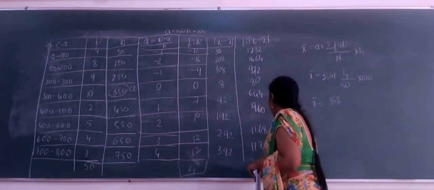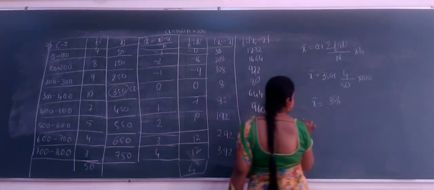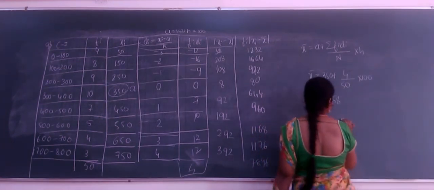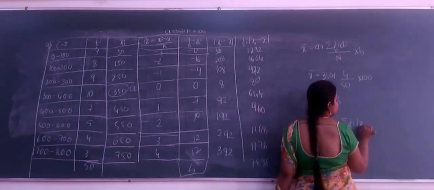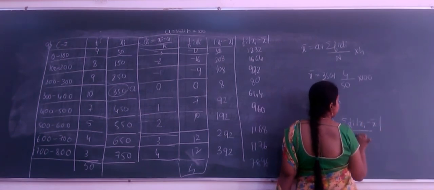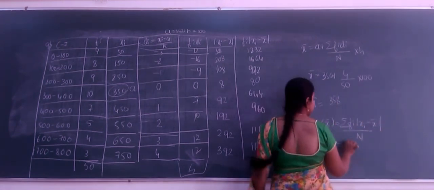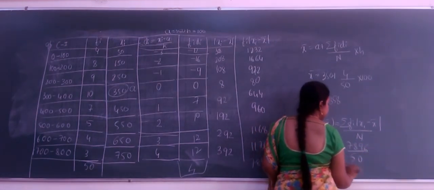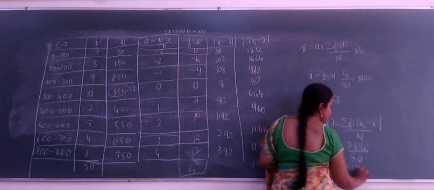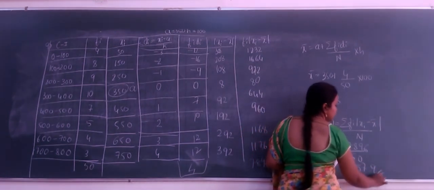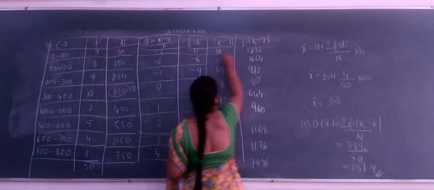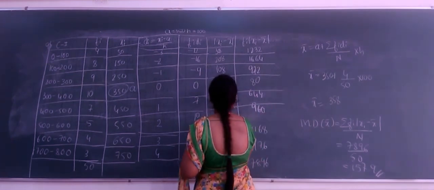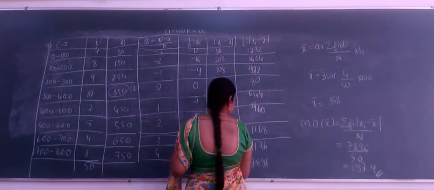The total will be 7896. So what is our mean deviation about mean formula? It is sum of fi into modulus of xi minus x bar divided by capital N. That is 7896 divided by 50. And finally the answer will be 157.9. So this is the mean deviation about mean for the given data. And which kind of data have we considered here? It is a continuous data.